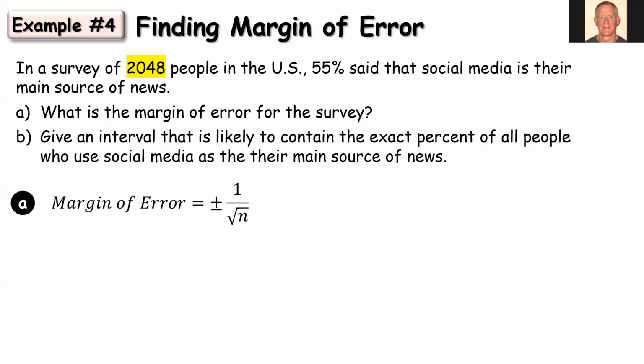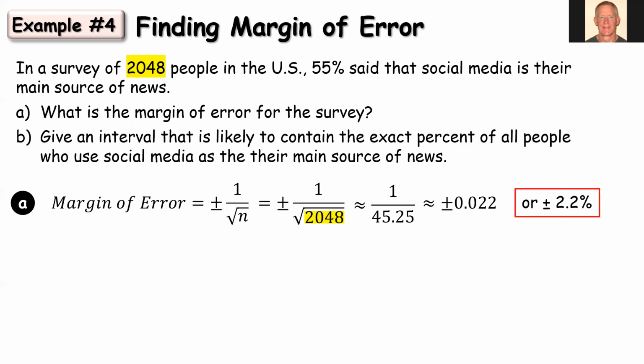All right, the first part, we're just going to use the formula, plug it in, right? We're going to put in the 2,048 for our n value and grab a calculator, right? Square root of 2,048 is about 45.25. 2 decimal places is fine. And then if we go ahead and divide 1 by that value, we get 0.022. Now notice I kept the plus or minus in here, okay? Or if we convert that to percentage, right, that would be about plus or minus 2.2%. Okay, so that's our margin of error, 2.2%.